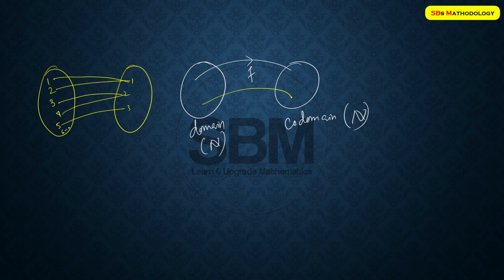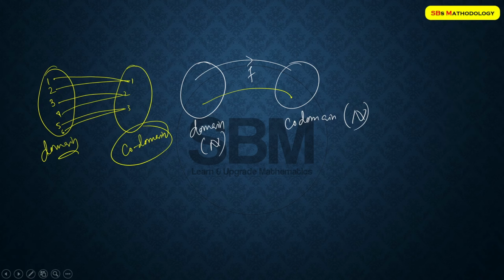If someone takes 6, that will also go to 3. So what we are observing is that for every natural number on the right hand side, which is the codomain, there are at least one, actually two, pre-images on the domain side. Now that is the observation, but how can we say it theoretically?